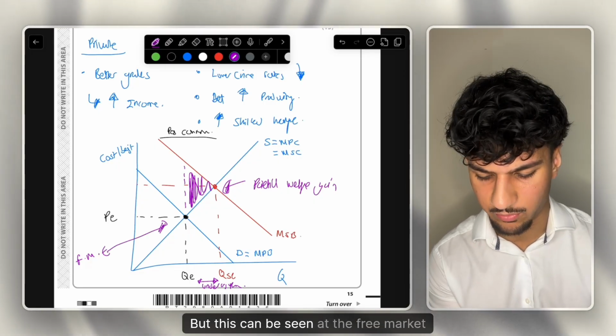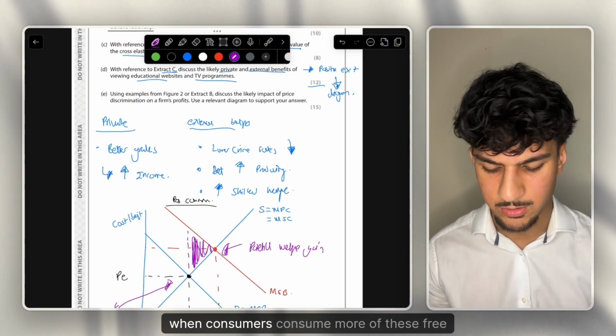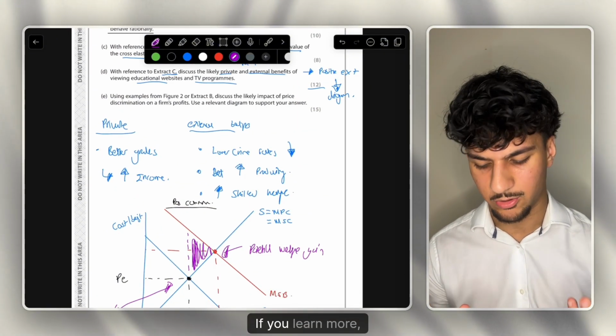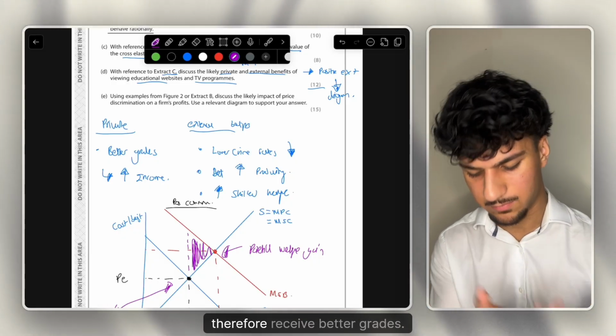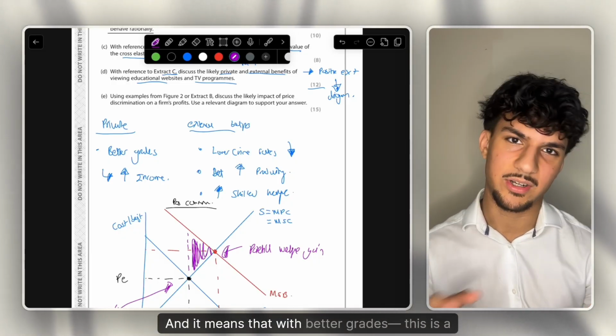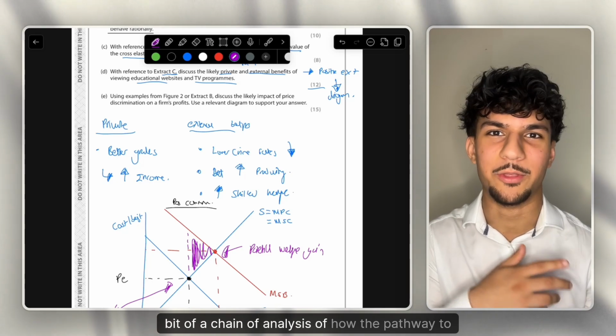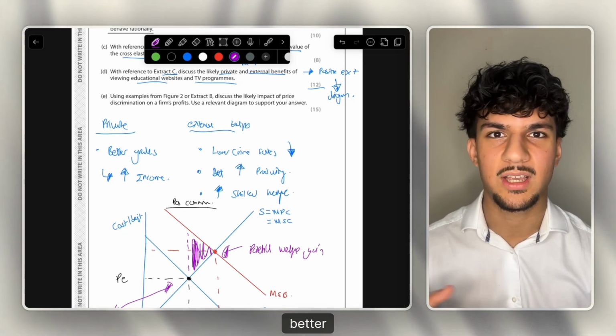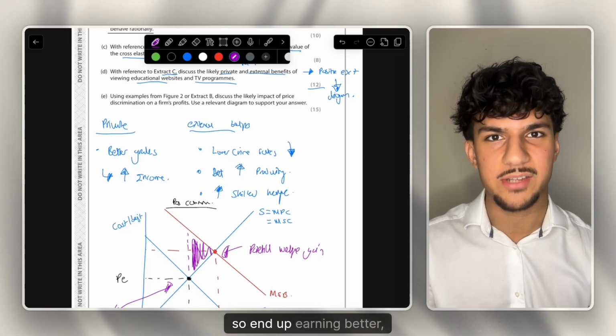But this can be seen as a free market equilibrium as when consumers consume more of these free educational content, they're likely to learn more. If you learn more, they're likely to score better in their exams, therefore receive better grades. And with better grades, this is a bit of a chain of analysis of how the pathway to university works. They go to better universities, better apprenticeships, so end up earning better, higher income.